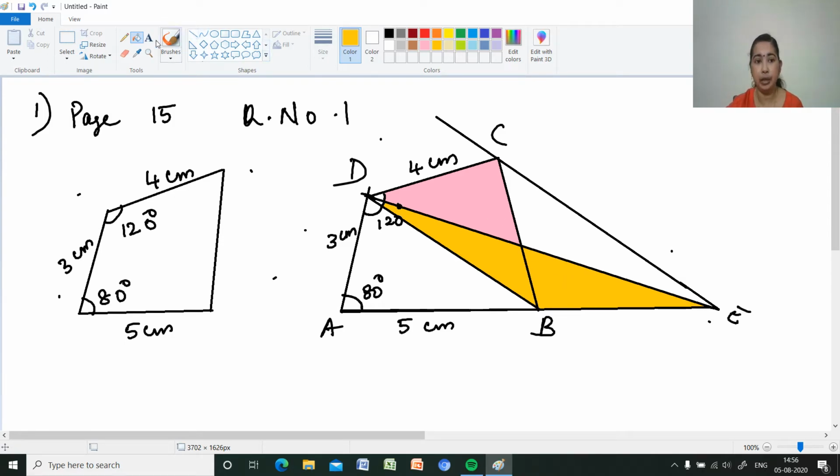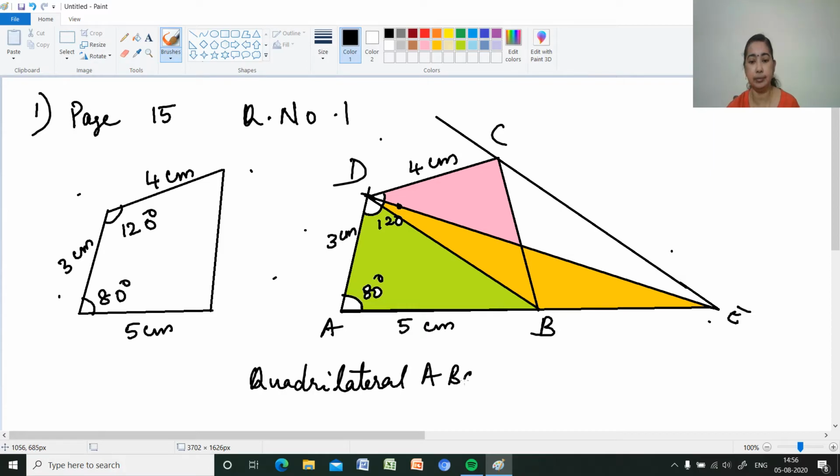So now we can see the new triangle. The new triangle is AED. That is, this one is the new triangle. Okay, I have to write down: the quadrilateral ABCD and triangle AED have equal area.